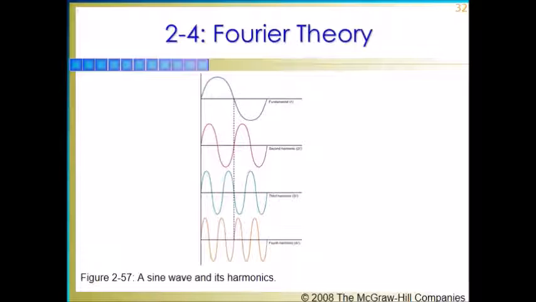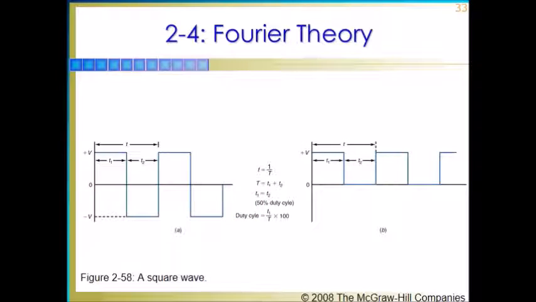Figure 2-57 shows the first four harmonics of a fundamental sine wave. What Fourier theory tells us is that we can take a non-sinusoidal waveform and break it down into individual harmonically related sine wave or cosine wave components. The classic example of this is a square wave, which is a rectangular signal with equal duration positive and negative alternations. In figure 2-58, this means that T1 is equal to T2.